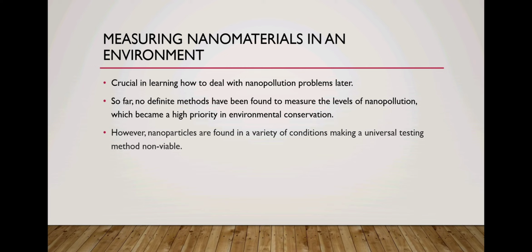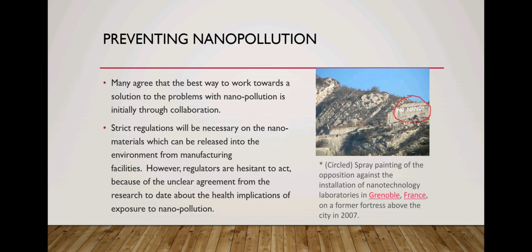However, preventing nanopollution is never too late, because many agree that the best way to work towards a solution to the problems is initially through collaboration. Strict regulations will be necessary on the nanomaterials which can be released to the environment from manufacturing facilities. But regulators are hesitant to act because of the unclear agreement from research today about the health implications of exposure to nanopollution. This has led to irrational acts like spray painting on a fortress in order to oppose a nanotechnology lab installation in 2007.